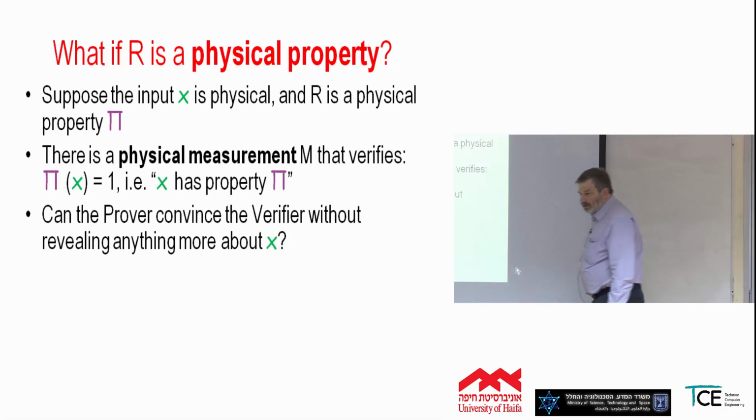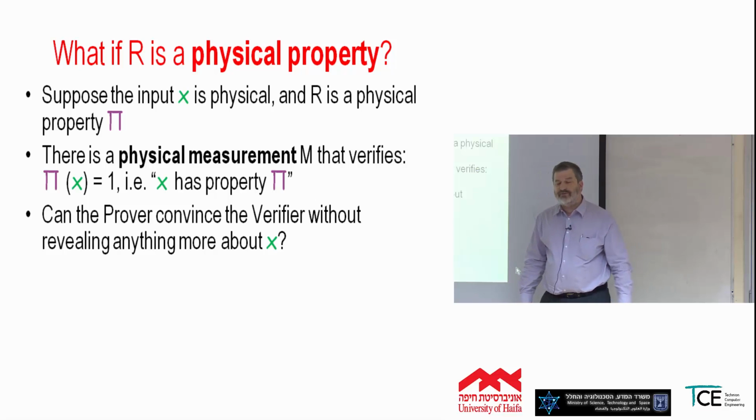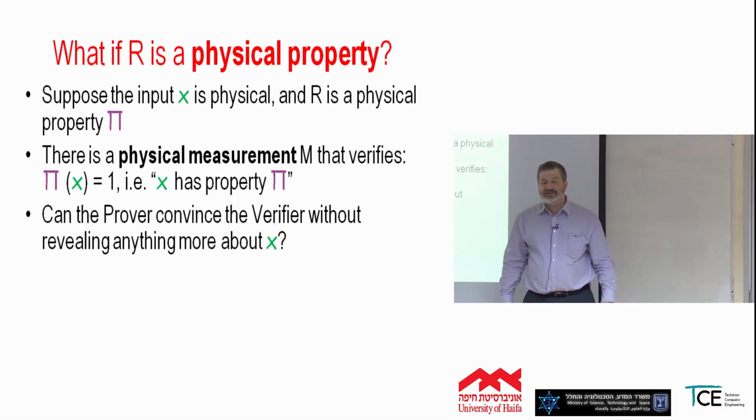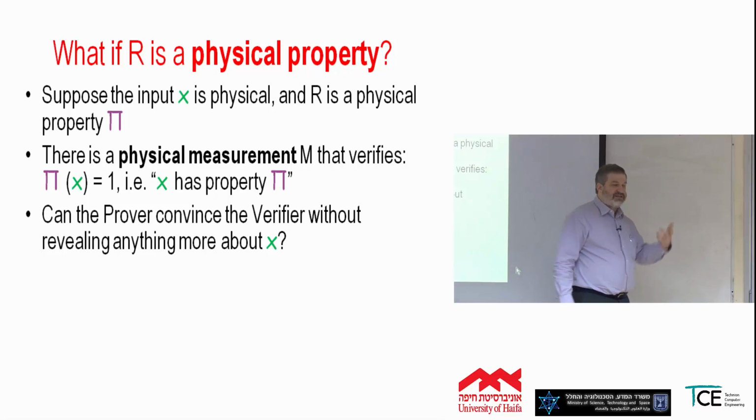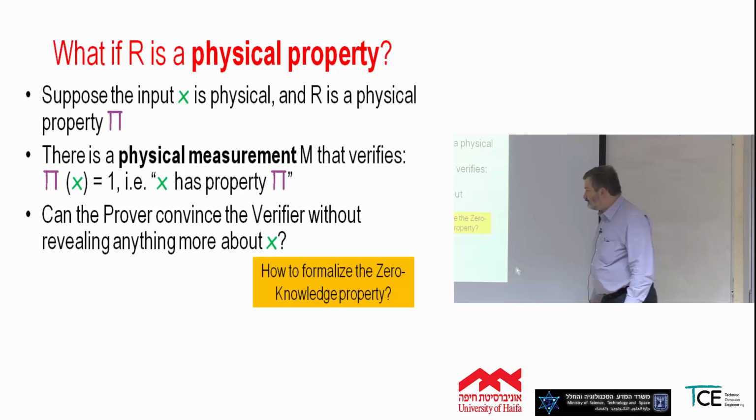And now the question is, can the prover convince the verifier without revealing any more information about X? Can he convince him that indeed X has the property? Okay, so that's what I mean by physical zero knowledge.